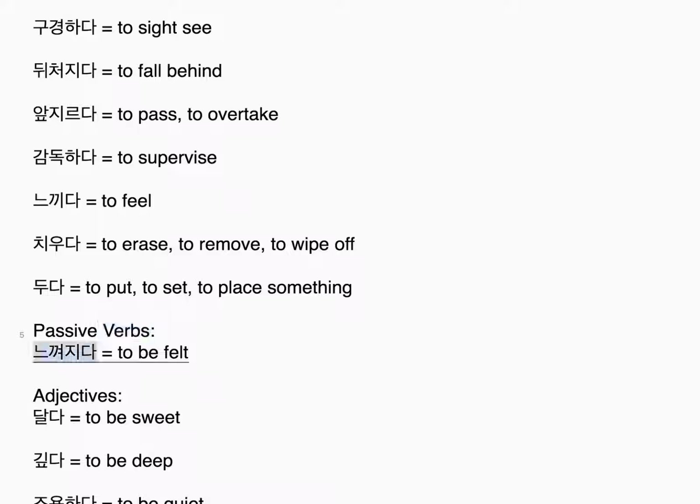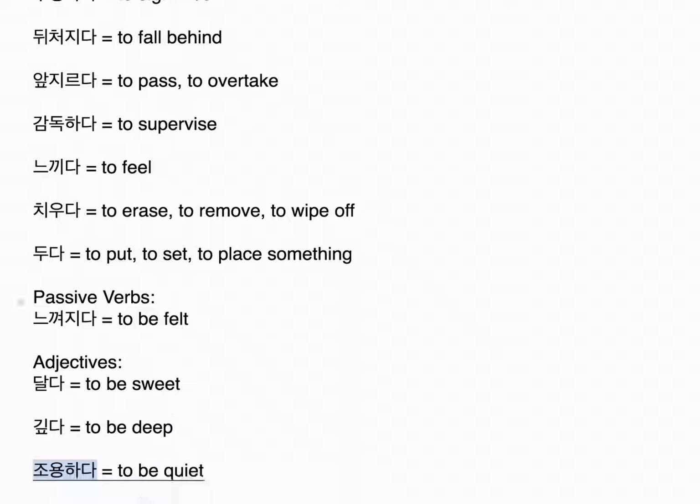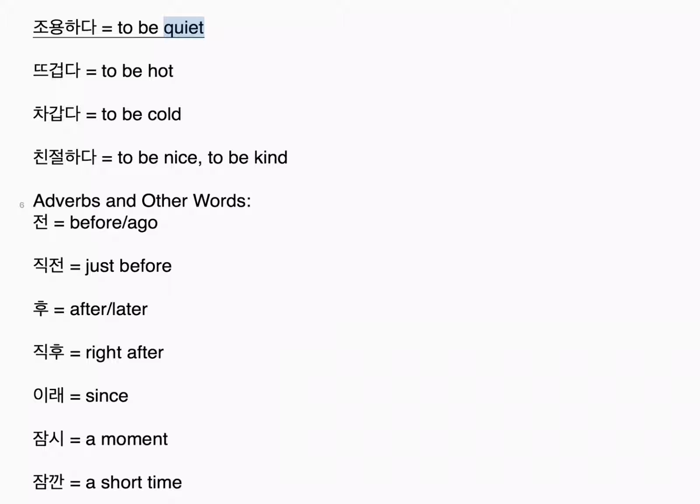Passive verbs. 느껴지다, to be felt. Adjectives. 달다, to be sweet. 깊다, to be deep. 조용하다, to be quiet. 뜨겁다, to be hot. 차갑다, to be cold. 친절하다, to be nice, to be kind.